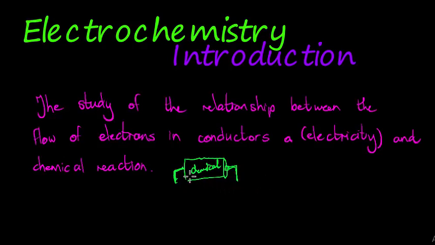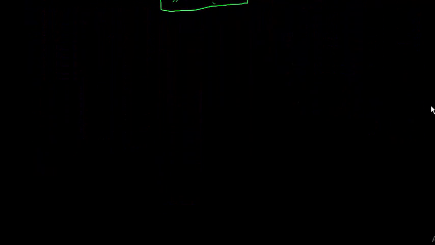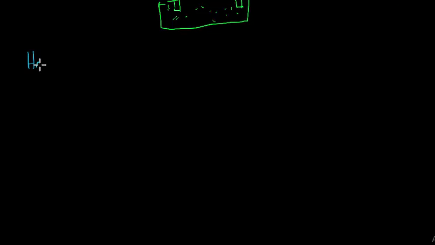For example, if this is connected to what we call electrodes in an electrolyte solution, then because there is a flow of electrons, it causes some sort of reaction to happen in the electrolyte and the conductors. But more about that a little bit later. What I will go ahead and describe in this video is something called half cells.